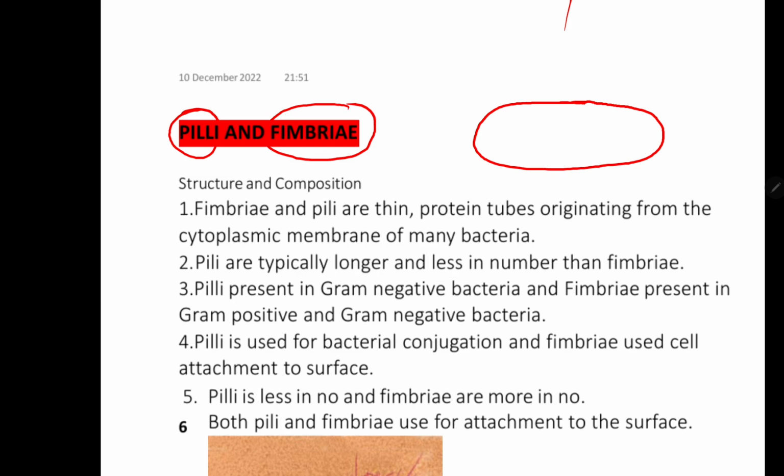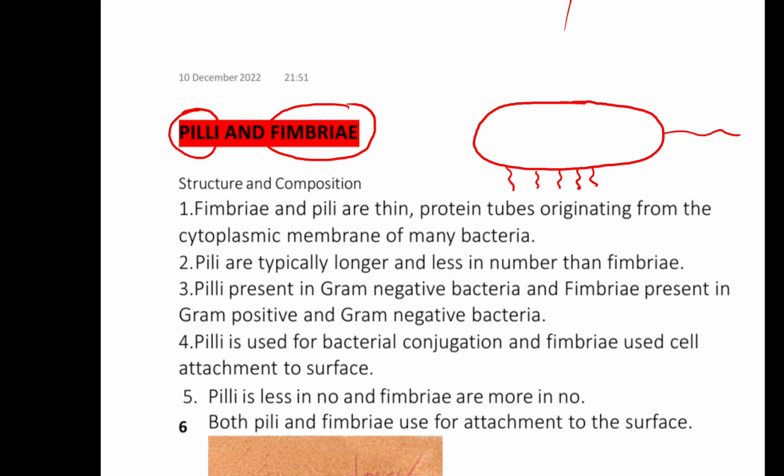There is not much difference between Pilli and Fimbria. Both are surface appendages. The only thing is that Pilli is longer in size and Fimbria is smaller in size. If we have a bacteria, the Pilli will be long, and our Fimbria is shorter in size. Either it is Pilli or Fimbria.